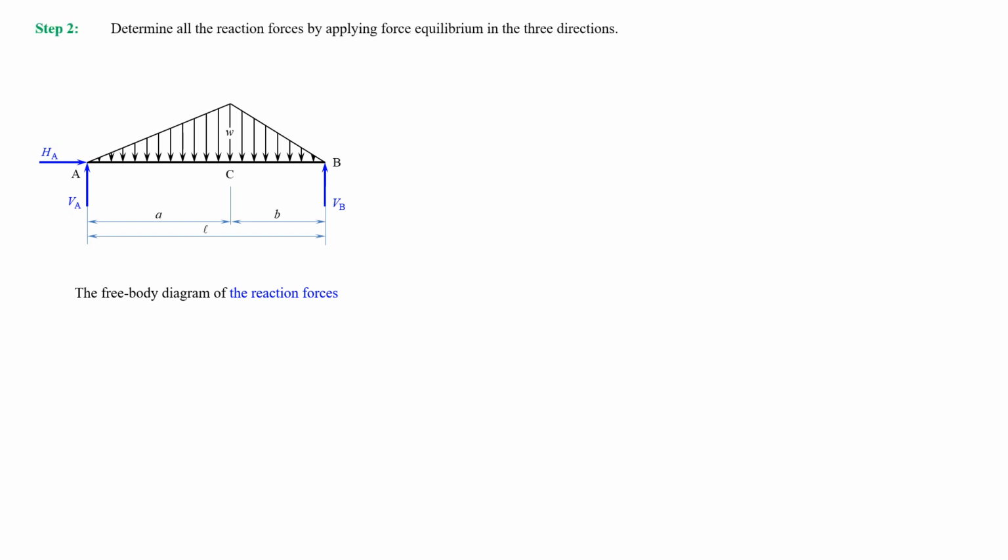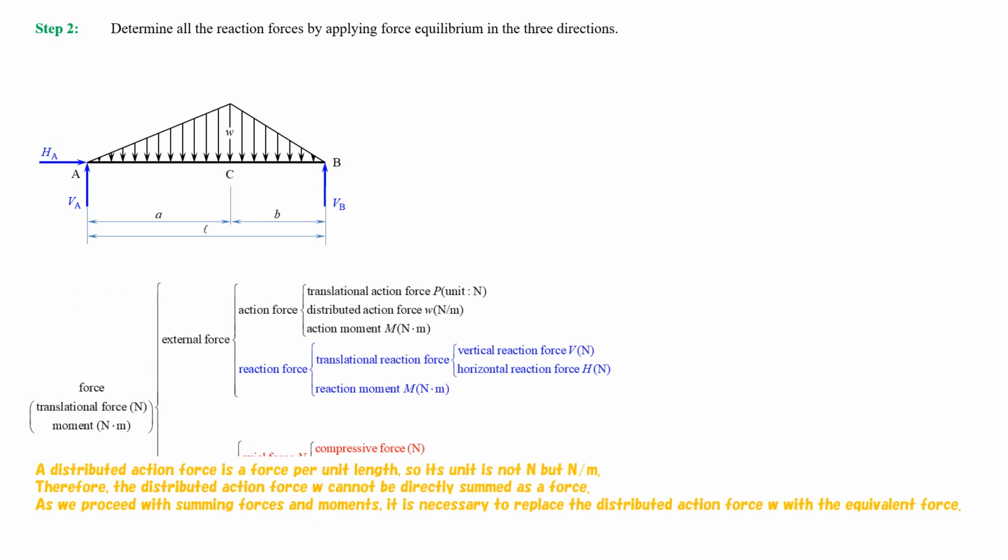Step 2. Determine all the reaction forces by applying force equilibrium in the 3 directions. A distributed action force is a force per unit length, so its unit is not Newton, but Newton per meter. Therefore, the distributed action force W cannot be directly summed as a force. As we proceed with summing forces and moments, it is necessary to replace the distributed action force W with the equivalent force.